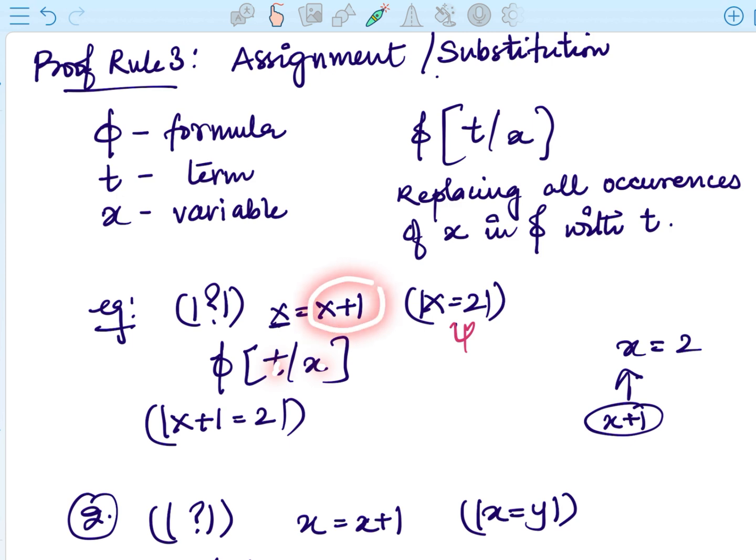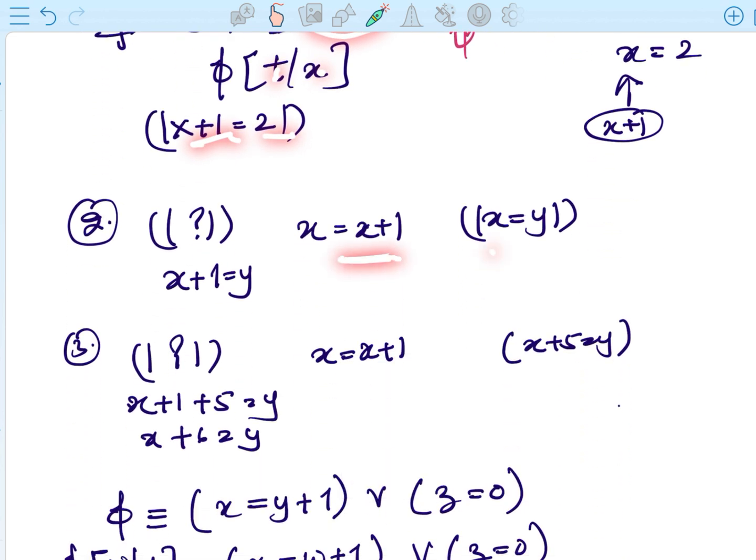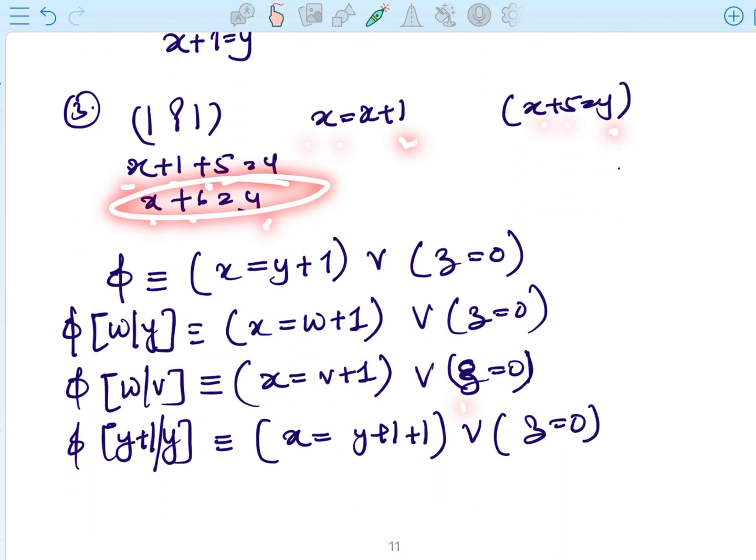So t is this, x is equal to x plus 1. So x plus 1 equals 2. Then similarly, if you have x plus 1, x is equal to y. This is x plus 1 equals y, because instead of x you are putting x plus 1. Then again x plus 5 equals y, x equals x plus 1, x plus 1 plus 5 equals y, x plus 6 equals y. Okay, this becomes your first precondition. But what I'll tell you is a little shocking. We do not have preconditions here.